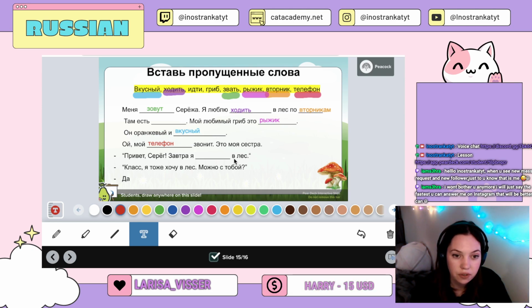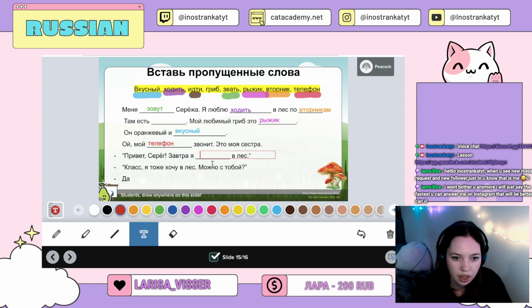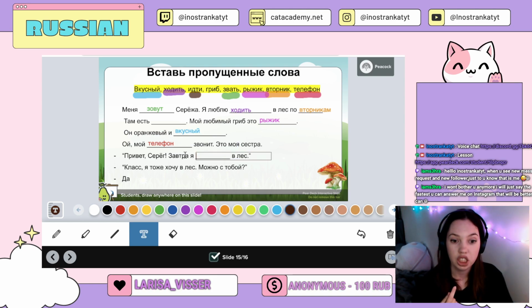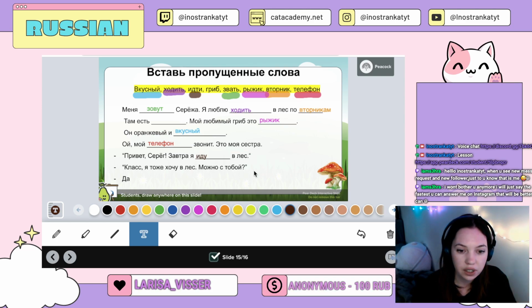So we have preposition в, so it should be one-time action. So it should be идти. And also the word ходить has already been taken. So let's take maybe this color. Идти. Идти is infinitive. Я иду, ты идешь, он идет, она идет, мы идем, они идут. Завтра я иду в лес. Tomorrow I will go to a forest.